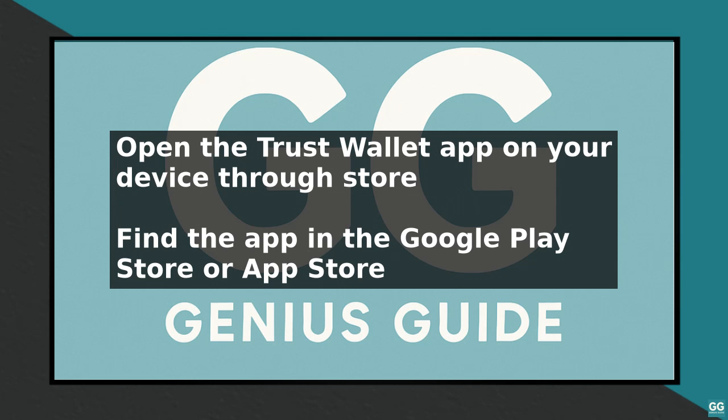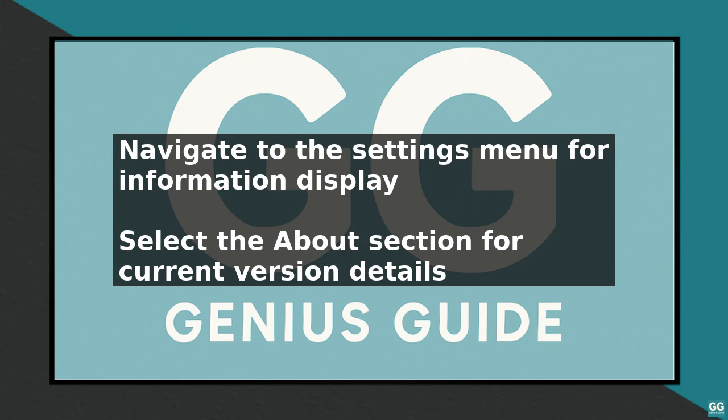Once you have opened the app, navigate to the Settings menu by tapping on the three horizontal lines in the top left corner of the screen. From the Settings menu, select the About section, where you will find information about the current version of your Trust Wallet installation. Next, check if there are any available updates by looking for a button that says Update or a message indicating that a new version is available.